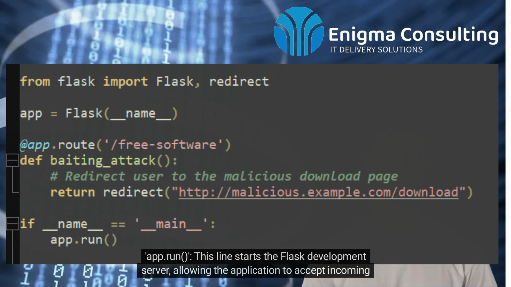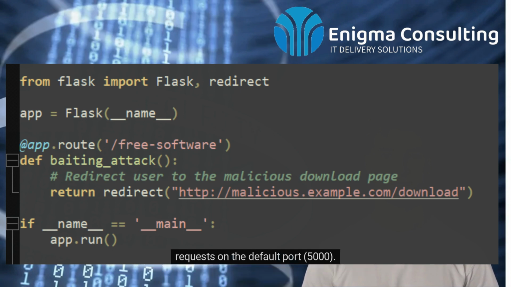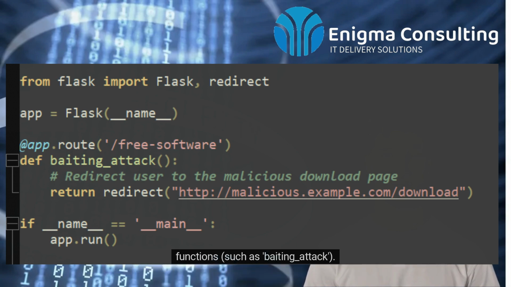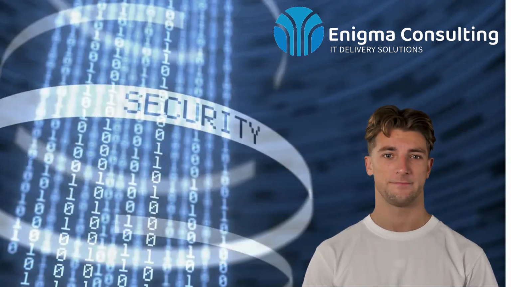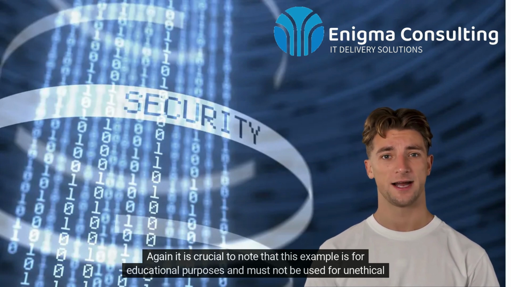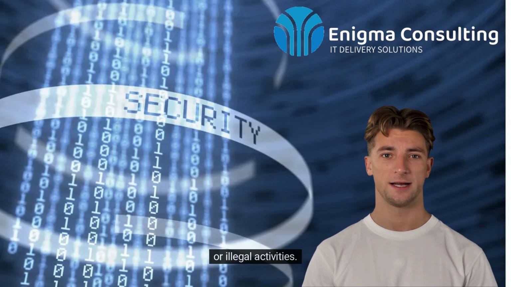app.run, this line starts the Flask development server, allowing the application to accept incoming requests on the default port, 5000. The server will continue running until manually stopped, handling requests as defined by the associated route functions, such as baiting_attack. Again, it is crucial to note that this example is for educational purposes and must not be used for unethical or illegal activities.